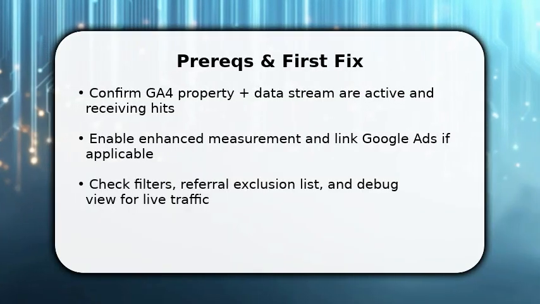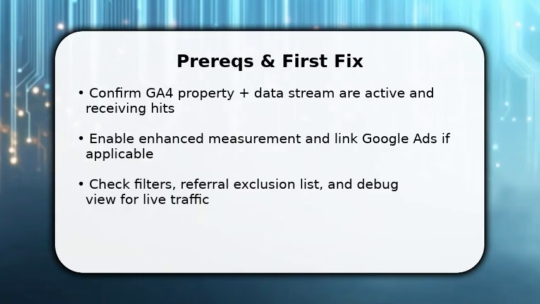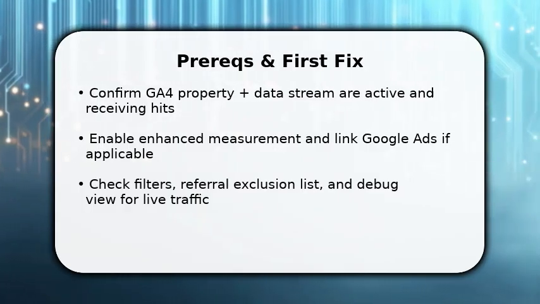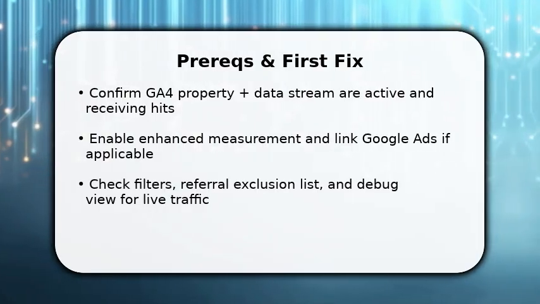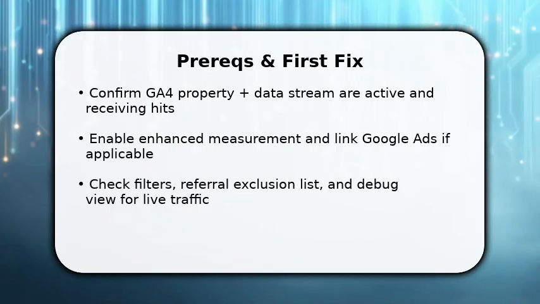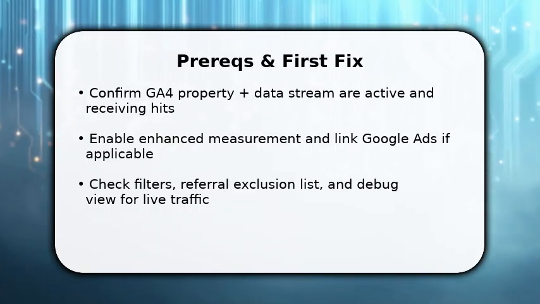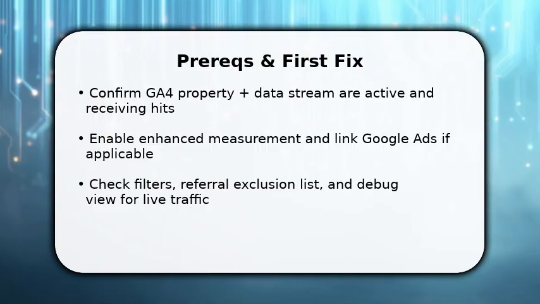You start by confirming the GA4 property and data stream are actively receiving hits. This prevents chasing phantom data. Next, make sure enhanced measurement is enabled and any Google Ads links are connected so UTM-less clicks aren't misattributed.